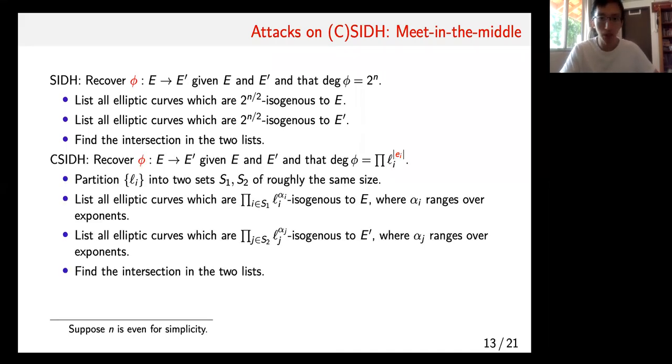CSIDH does something similar. You partition this set of l_i into two sets, and then you list all the different curves. So you do something very similar to SIDH. You list all the curves which are going to be l^α_i isogenous to E, and then E prime. You find the intersection between the things in the lists, and Bob's your uncle.